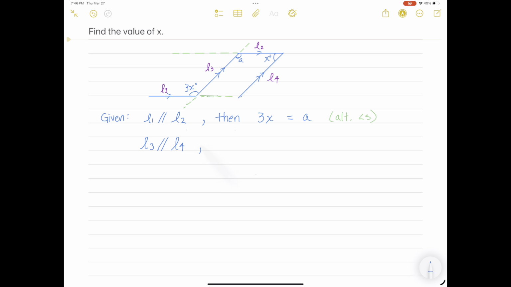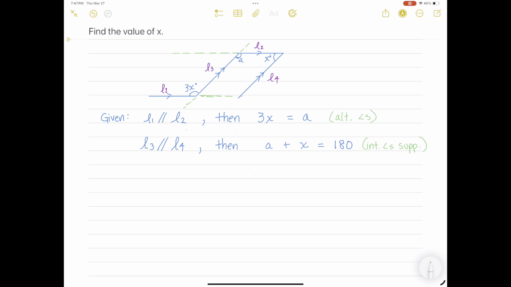And since line 3 and line 4 are parallel to each other, line 2 would be the transversal that cuts both of those parallel lines. That means angle A and angle x, the interior angles on the same side of the transversal, are supplementary. That is, A plus x equals 180, and I write the abbreviation, interior angles are supplementary, to support this equation, A plus x equals 180.